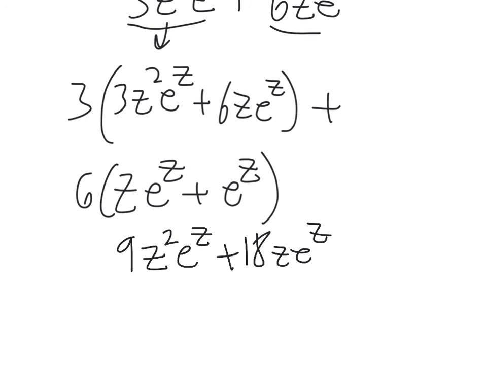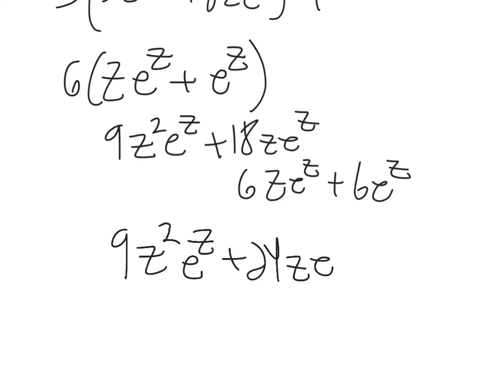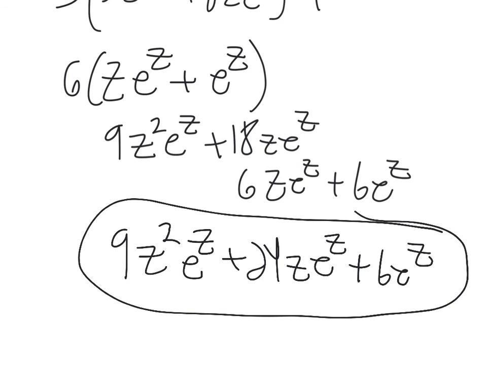Are there going to be any like terms here? Oh, there is. Look at this. 6z e to the z plus 6e to the z. So 9z squared e to the z plus 24z e to the z plus 6e to the z. Man, that's a lot of z's. All right, so that's the second derivative.